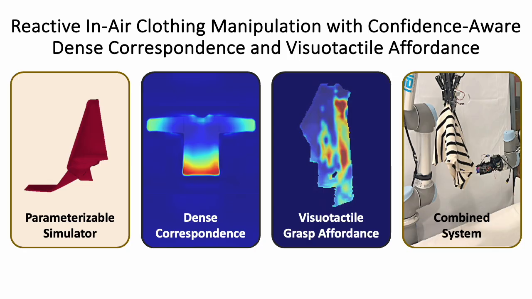Ultimately, we present a reactive visuotactile system for garment manipulation that integrates dense visual correspondence, visuotactile grasp affordance, confidence-aware planning, and tactile feedback. Unlike prior work that was constrained to tabletop picking or reliant on flattening, our system supports in-air garment manipulation by searching for correspondences directly from highly occluded states, enabling more flexible, human-like manipulation.